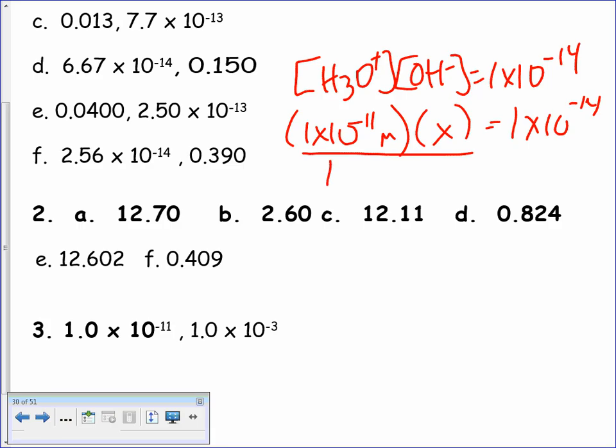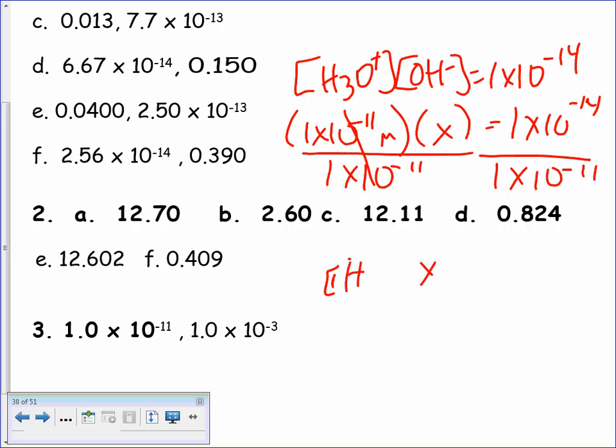So when you divide by 1 times 10 to the negative 11th, that cancels the 1 times 10 to the negative 11th. What do you do with exponents when you divide them? You subtract them. So negative 14 minus a negative 11 is what? Negative 3, right? So x, which is our hydroxide, is equal to 1, because 1 divided by 1 is 1, and 10 to the negative 14 divided by 10 to the negative 11 is 10 to the negative 3.